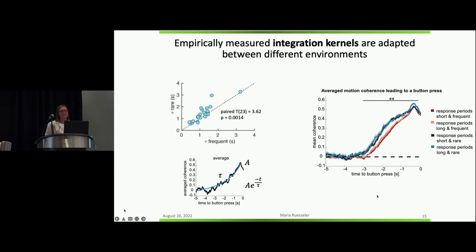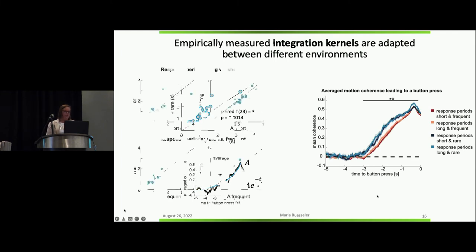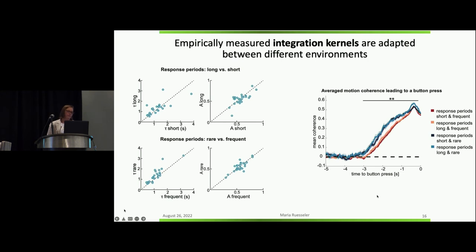What I suspect is that the manipulation we chose for 3 seconds versus 5 seconds response periods wasn't big enough to really push this evidence kernel around, even though other behavioral results suggest that participants adapted to these periods as well. So it's not surprising that we did not find a significant difference in the tau for short versus long response periods, but there was also no difference in the amplitude for either manipulation.